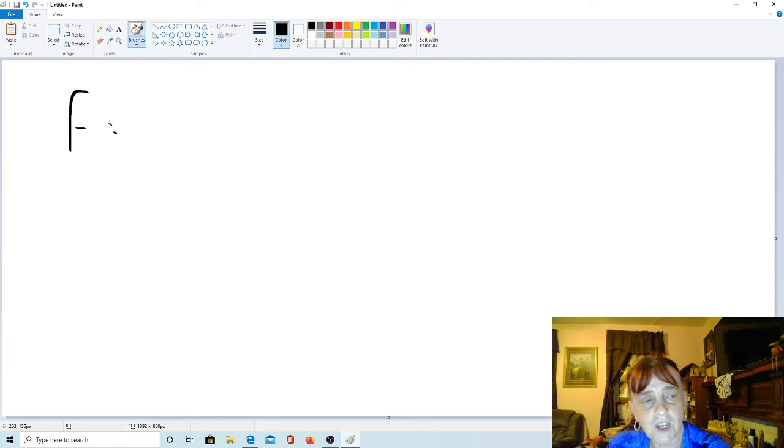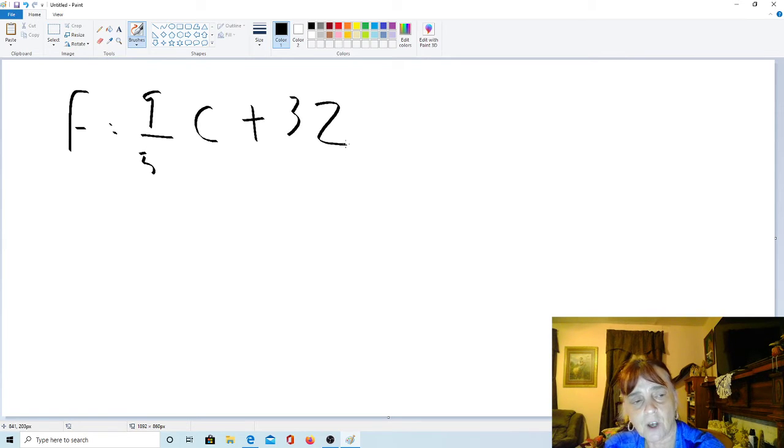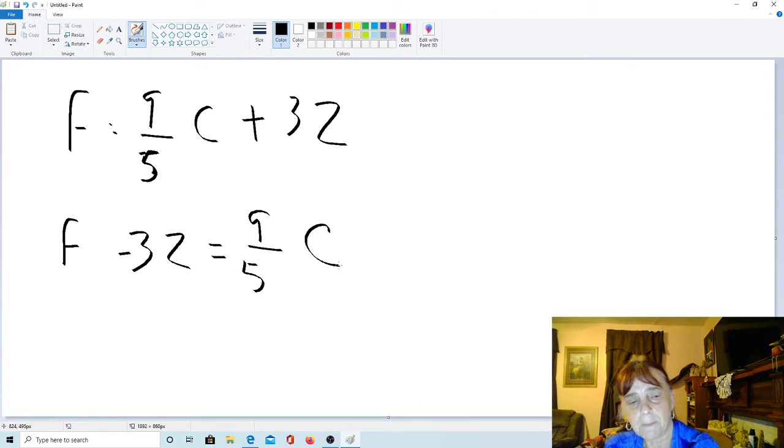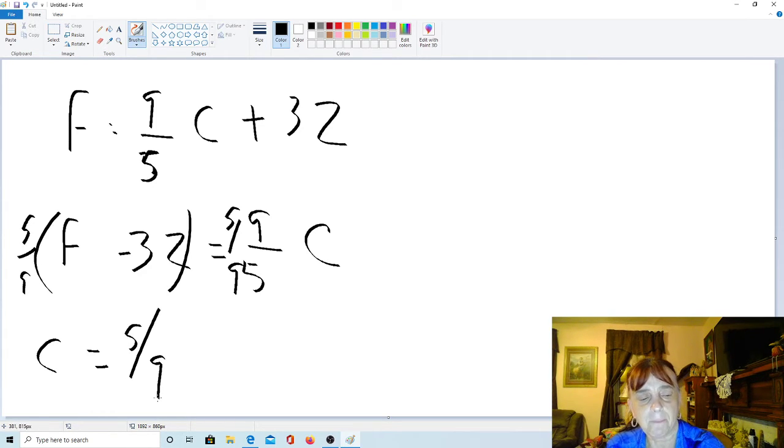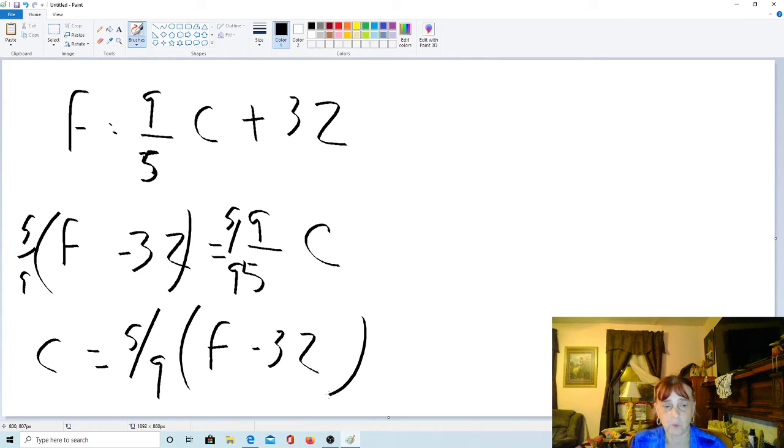Now you have your equation. F is 9/5 C plus 32. If you solve this equation for C, F minus 32 equals 9/5 C. And then to solve this for C, you have to divide by 9/5, and dividing by 9/5 is the same as multiplying both sides by 5/9. So C is 5/9 times F minus 32. So in other words, if you know your degrees Fahrenheit, you can find your degrees Celsius.